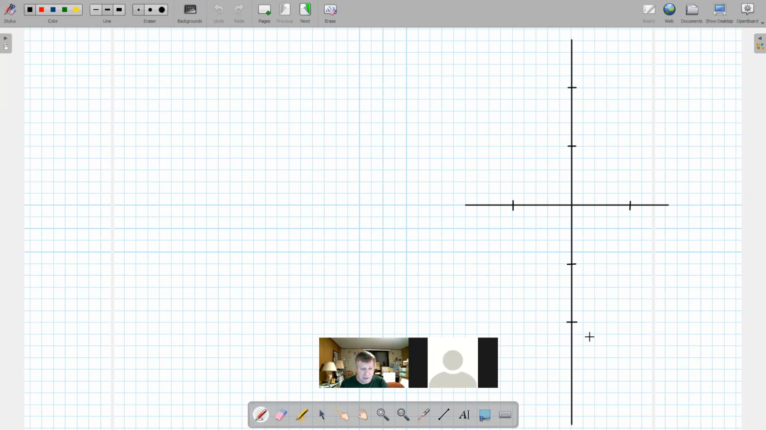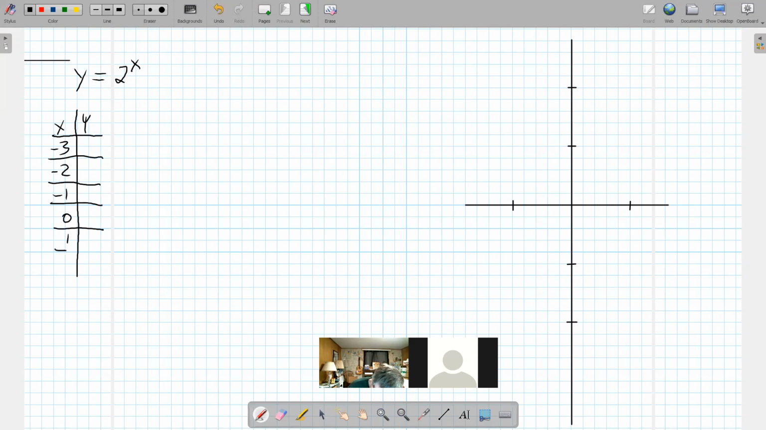So let's take a look at a basic exponential equation. So let's look at y equals 2 raised to the x power. Now recall that I said whenever I start a new graph of some equation or function that I'm not familiar with, so to speak, I'm going to make a table and I'm going to take the x values and go from -3 to +3.